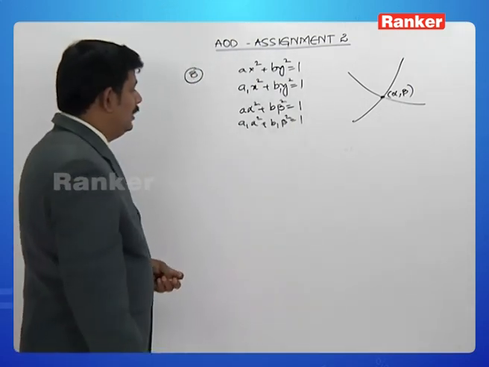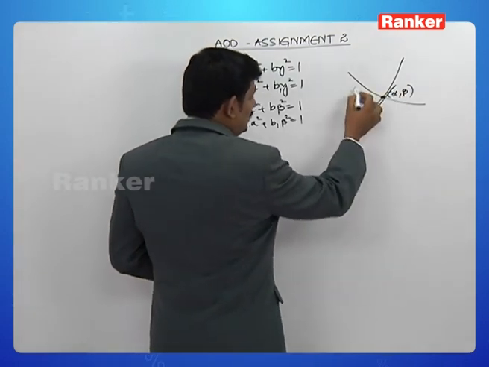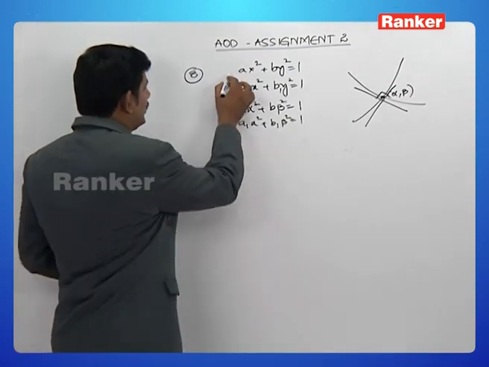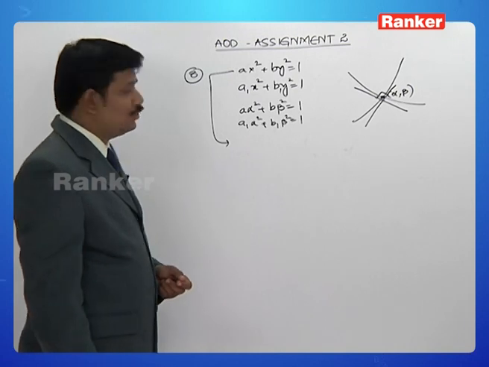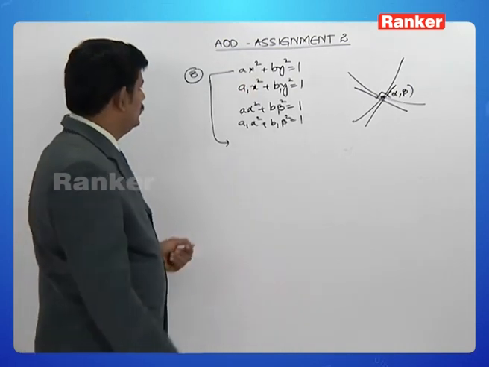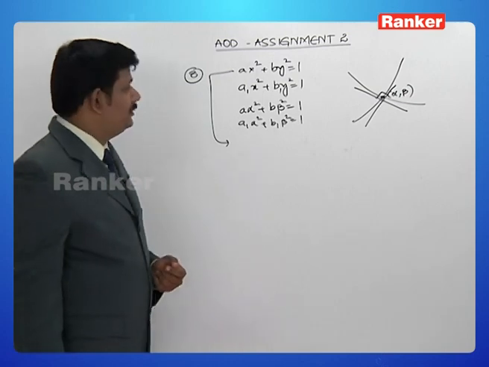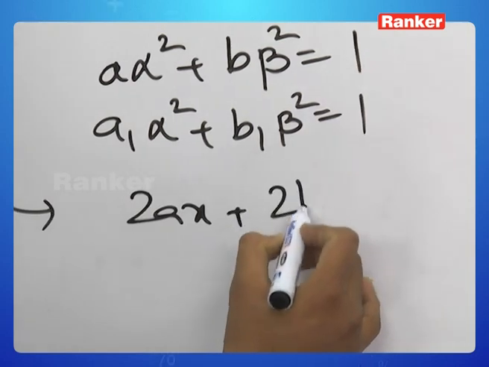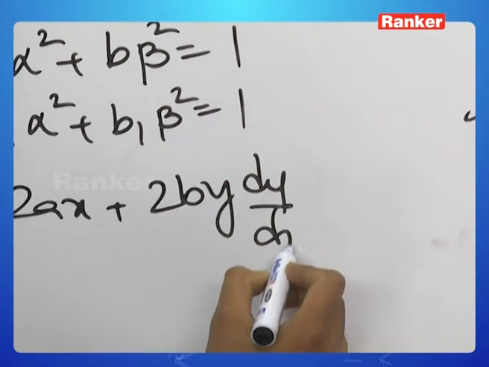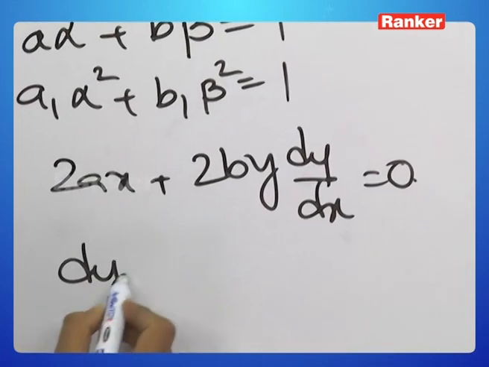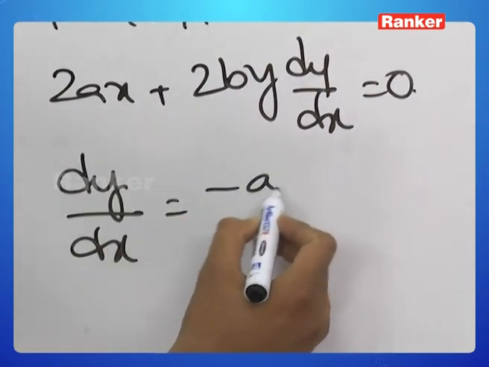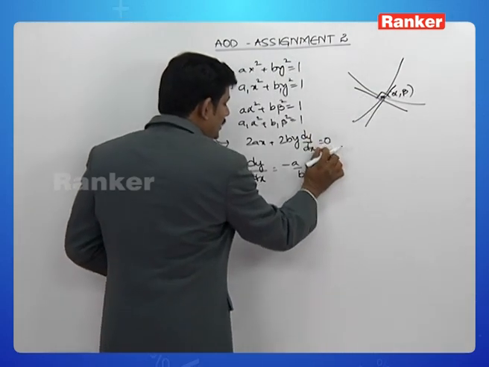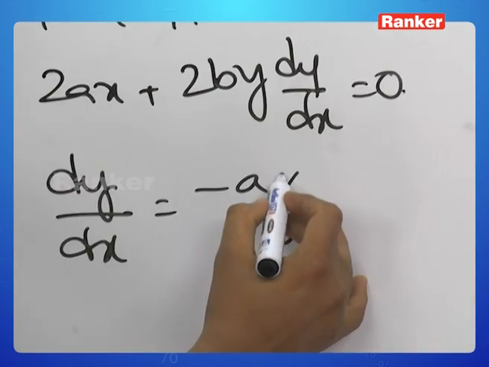Then, it is given that these two curves cut each other orthogonally. That means, product of the slopes at the point of intersection is minus 1. Let us differentiate the first curve to get the slope of the tangent at alpha comma beta. 2ax plus 2by dy by dx is equal to 0, or dy by dx is equal to minus ax by by, or at the point alpha comma beta it is minus a alpha by b beta.